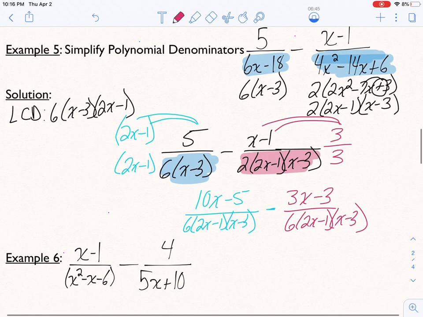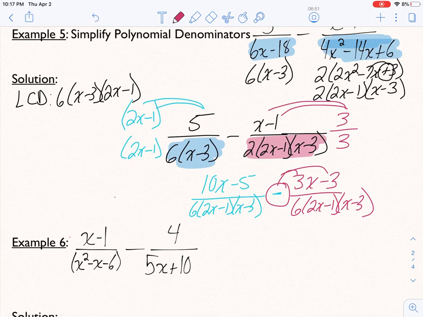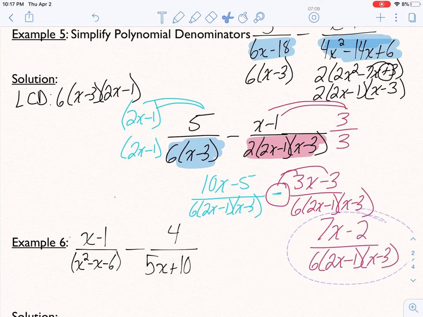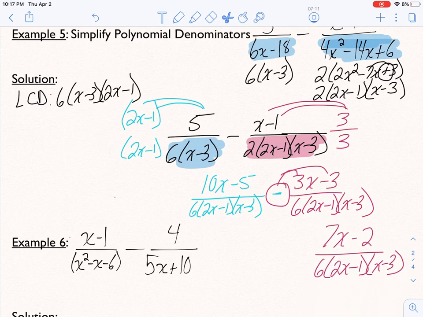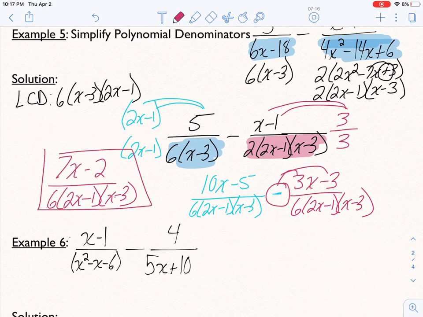The last thing I need to do is simplify up top. Remember, this minus sign has to go to every term in the back. So I have 10x minus 3x is 7x. Negative 5 minus a negative 3. Well, minus a negative becomes a plus 3, so minus 2 over my LCD of 6, 2x minus 1, x minus 3. Let's move that right up here, and should put it right over here and box it.